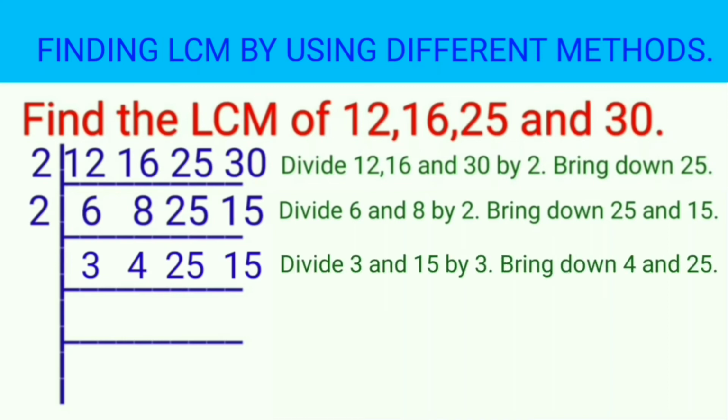Divide 3 and 15 by 3. Bring down 4 and 25. 3 times 1 is 3. Bring down 4. Bring down 25. 3 times 5 is 15.